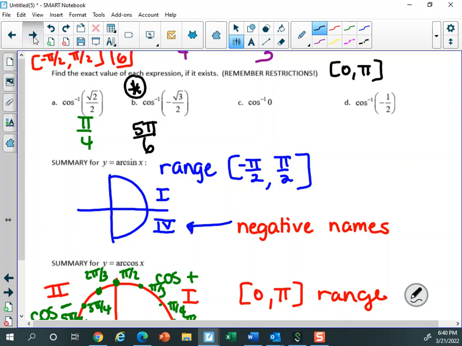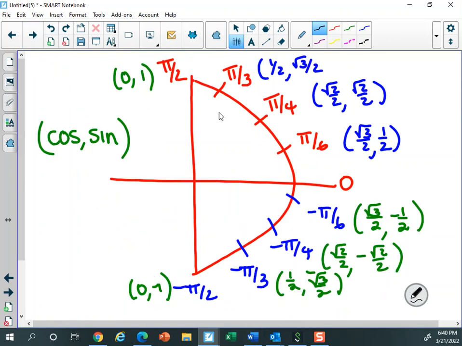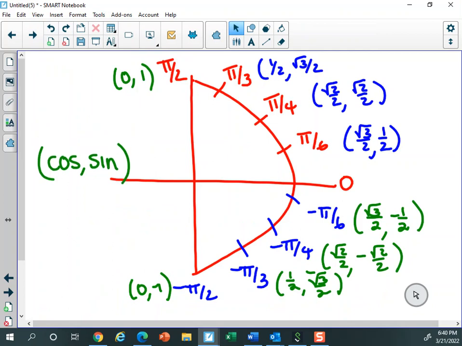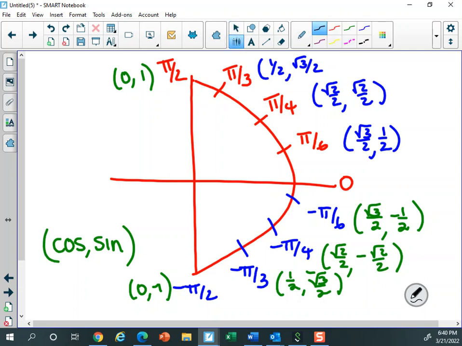Remember, the ordered pairs around the unit circle can help us. Every ordered pair that belongs on the unit circle is the cosine and the sine of that particular angle. So over here in quadrant 2, 5 pi over 6 is the matching ordered pair for pi over 6, just a negative root 3 over 2, 1/2.